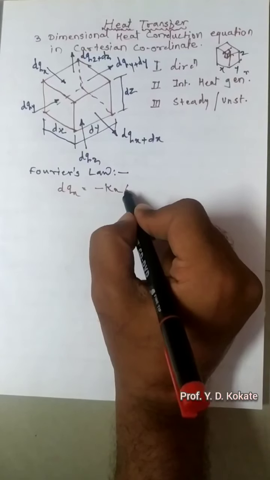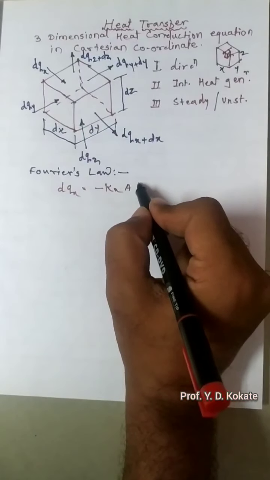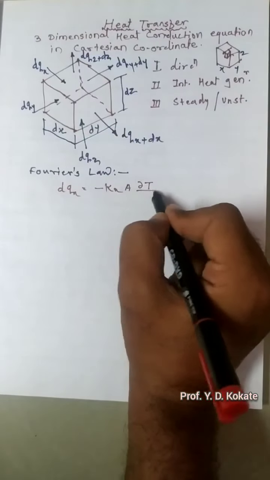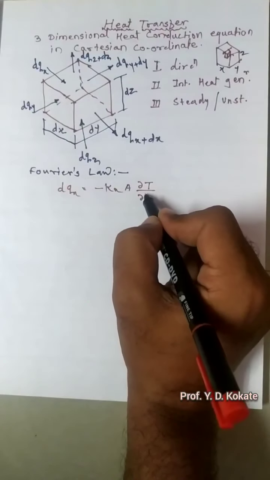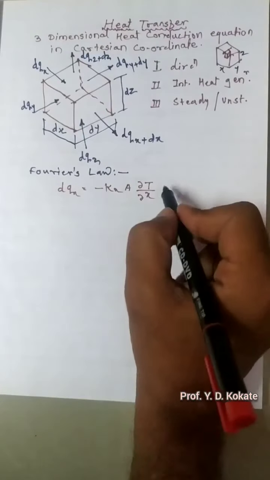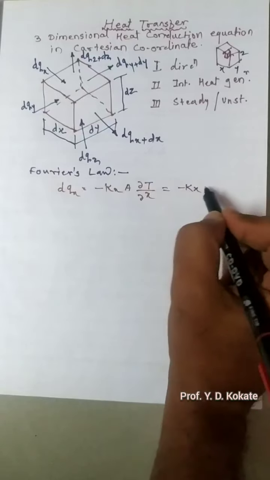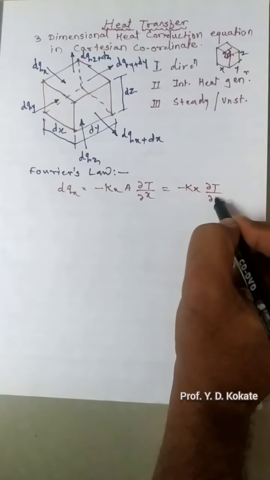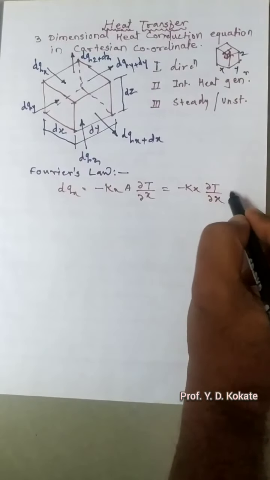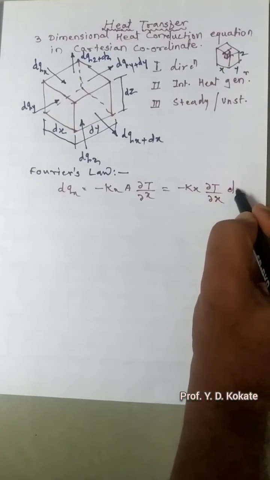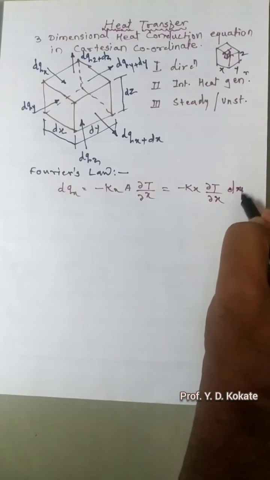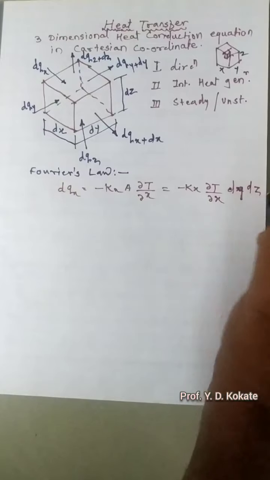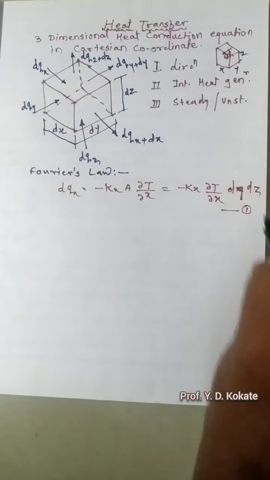So I write it down first of all, area into dT by dx. Now this becomes minus kx into dT by dx. And what is the area? We already calculated, that is dy dz. I call this equation number 1.